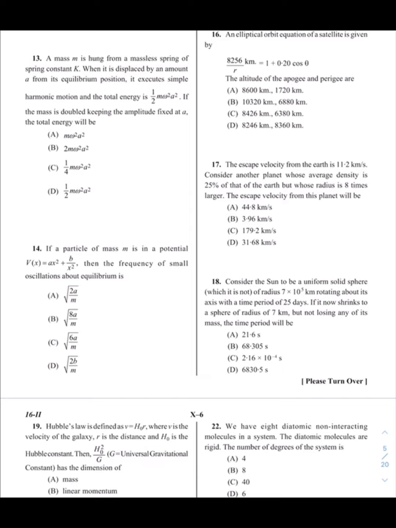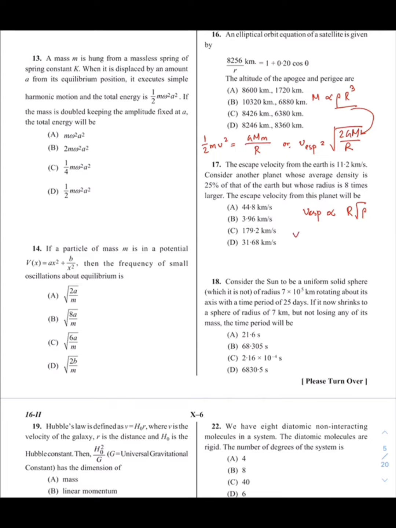So the escape velocity can be found by the following formula, where half of mv square, this is the kinetic energy, is equal to the potential energy at the surface of the earth, or v escape is equal to square root of 2GM by R. Now the mass is proportional to rho, density, times R cube, so we put that in here, which simplifies to v escape is proportional to R times square root of rho.